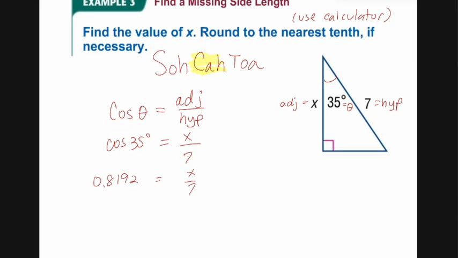Okay. Now let's think about how we solve that. Now that nothing's in there but numbers, hopefully you recognize that if I multiply by the denominator of 7, I'm going to find x. So I'm going to multiply both sides by 7. If I multiply the 0.8192 by 7 and round to the nearest tenth as they've indicated, the answer is 5.7.